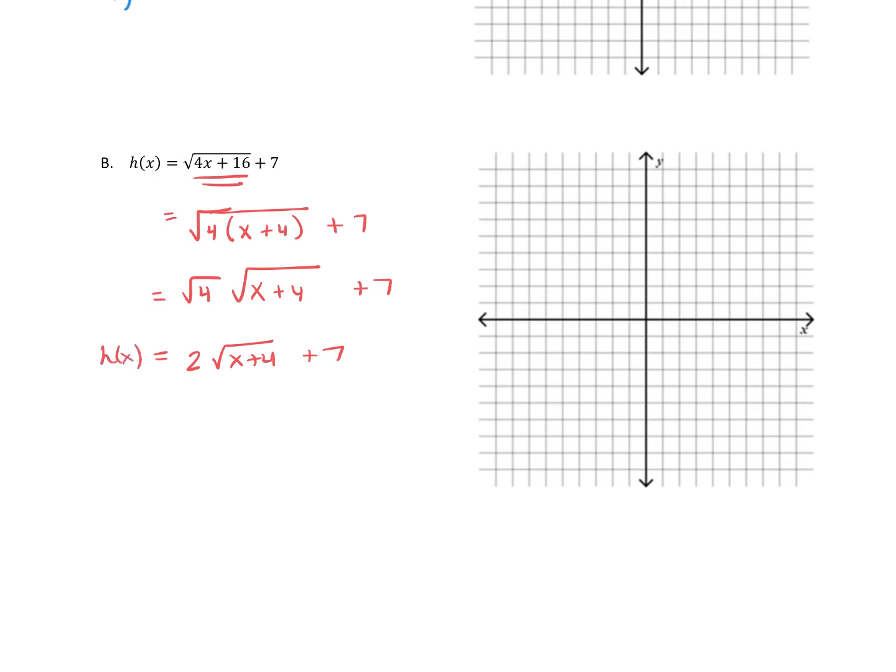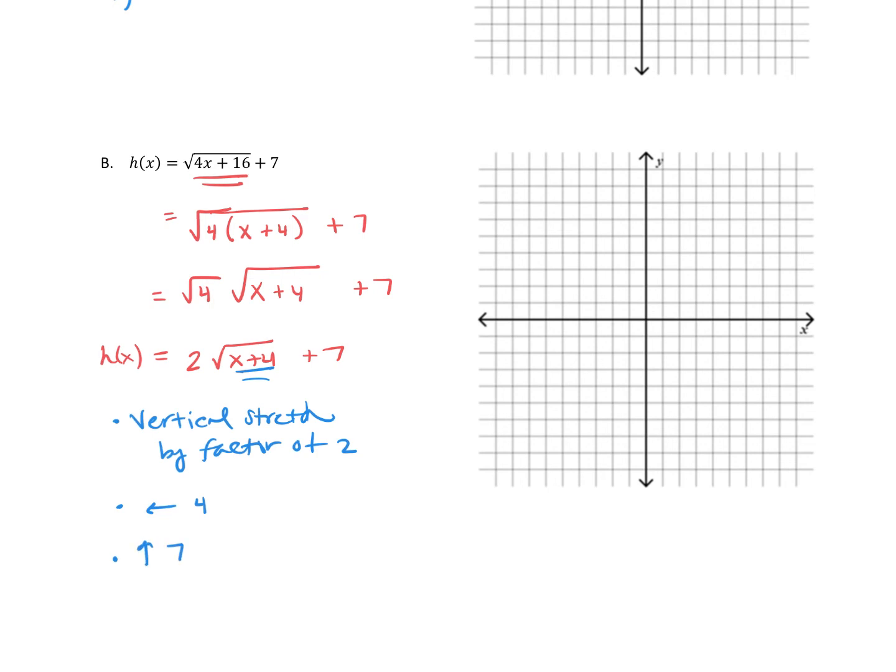So what transformations do we have with our h of x function? We have a vertical stretch by a factor of 2. If that number was less than 1, between 0 and 1, we would have said a vertical compression. Let's see, we have x plus 4. That means we're shifting to the left 4 with that tricky x. And then that plus 7 on the end means we're going to shift up 7.